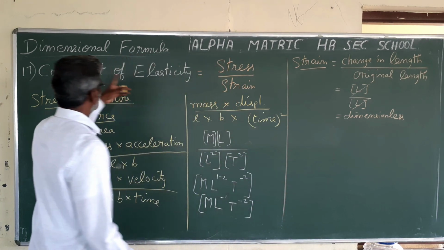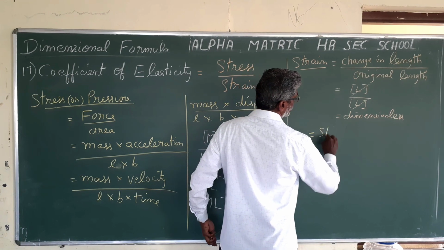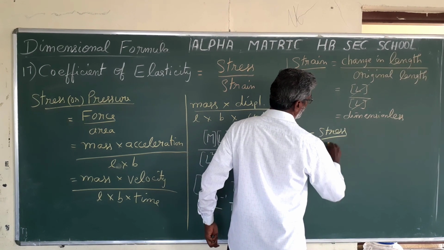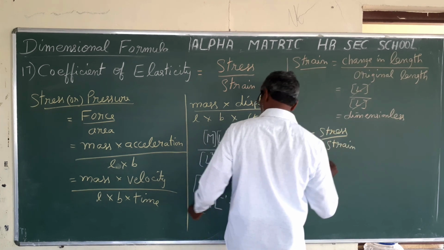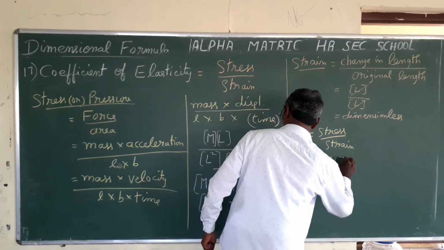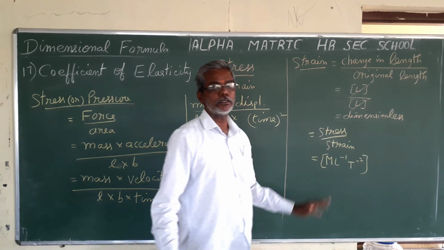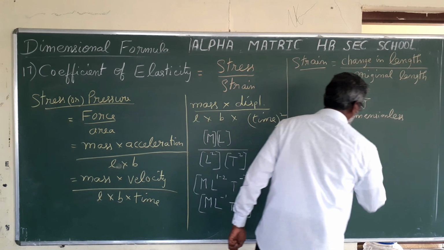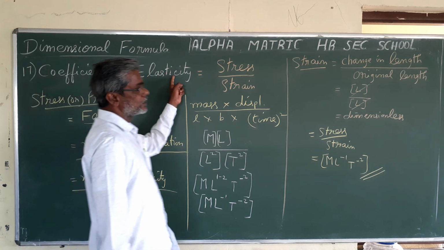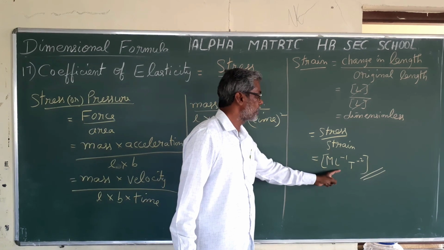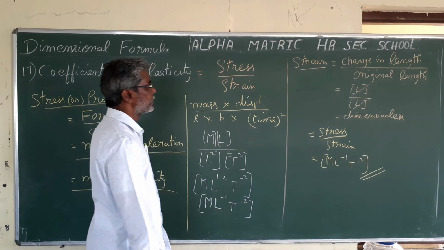Now we will come to the coefficient of elasticity. What is the coefficient of elasticity? Stress by strain. What is the dimension for stress? M L^-1 T^-2. For strain, no dimension. So the dimension for the coefficient of elasticity is M L^-1 T^-2. Clear? Now we will go for the unit.